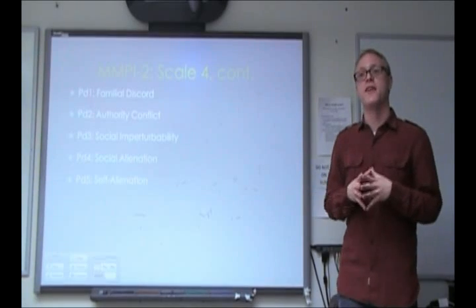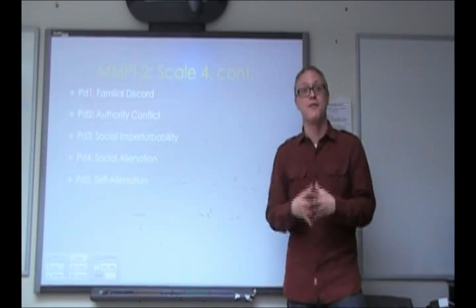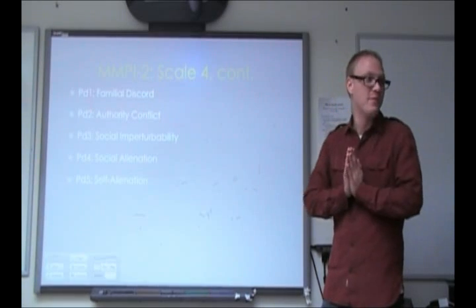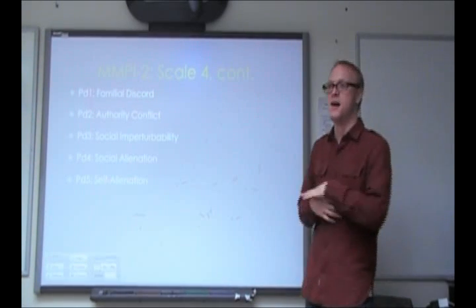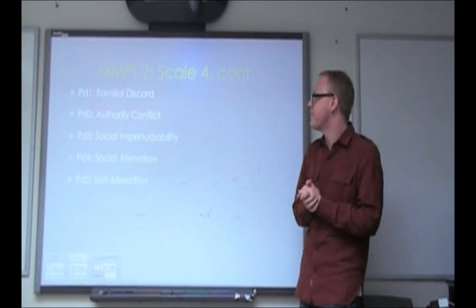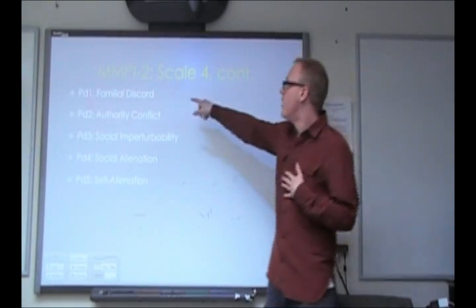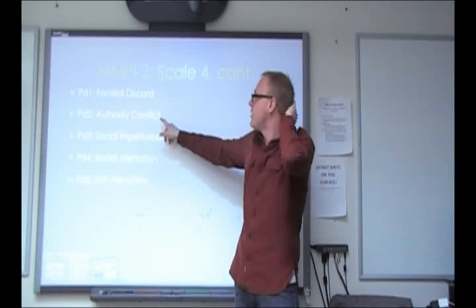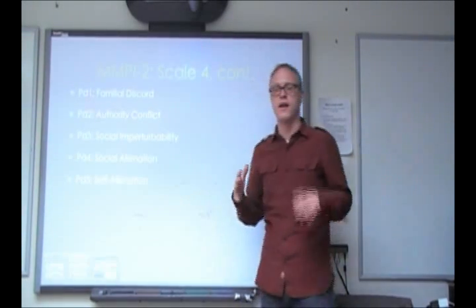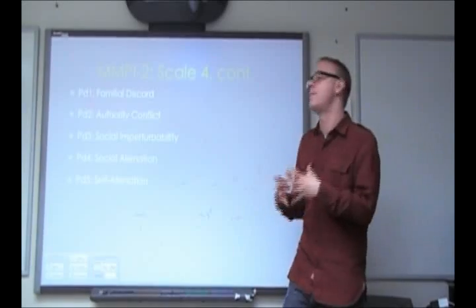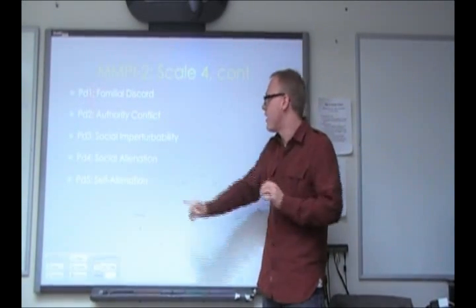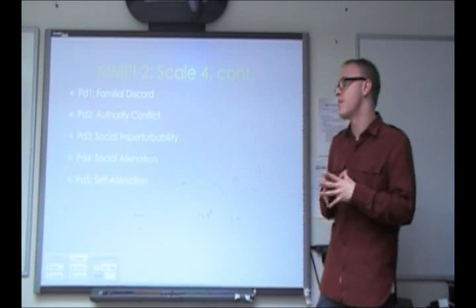One of the reasons that I like Scale 4 is because psychology grad students are known to score really high on Scale 4. So are adolescents. Which makes sense in adolescence. But anyway, so PD1, family discord; these are Harris-Lingoes: conflict with authority, social imperturbability, so they're not really affected by feedback from their environments, social alienation, and self-alienation, so alienation from themselves and other people.